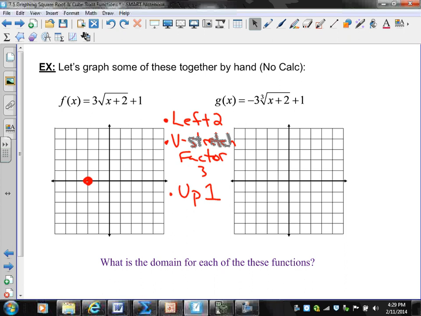So what I'm actually going to do from here, just to change things up a little bit, is draw the rest of this curve. I know what this square root function looks like, and I'm just going to key in on the fact that my vertical stretch is factor 3. So I know my next point is going to be up 3, right 1. So there's my next point there.